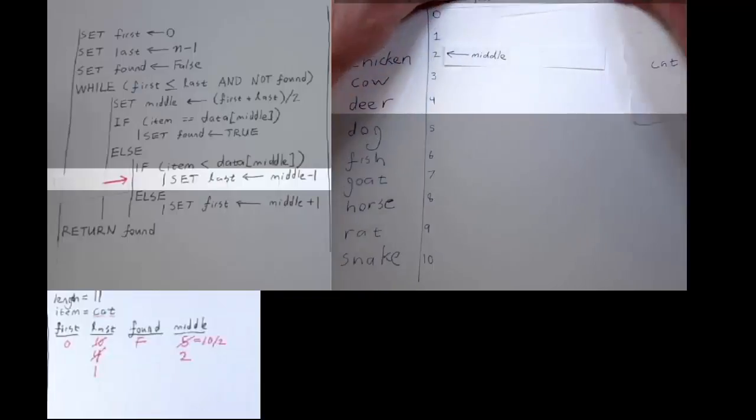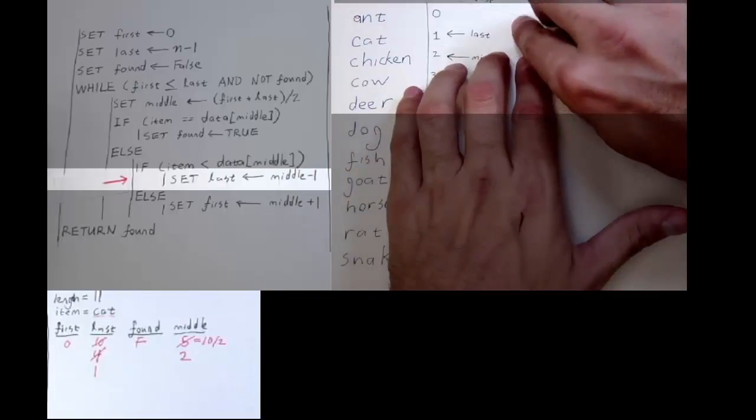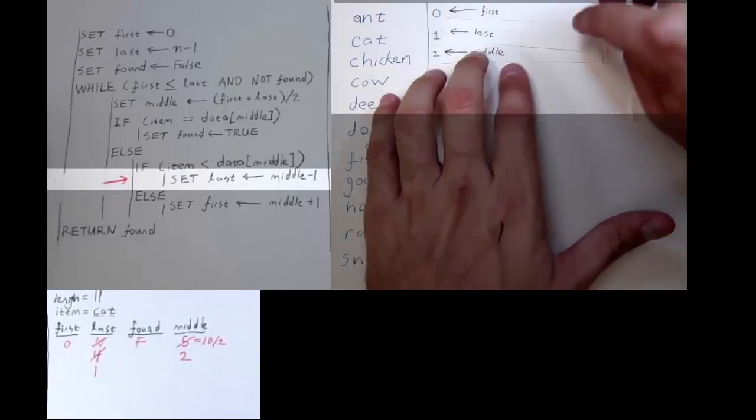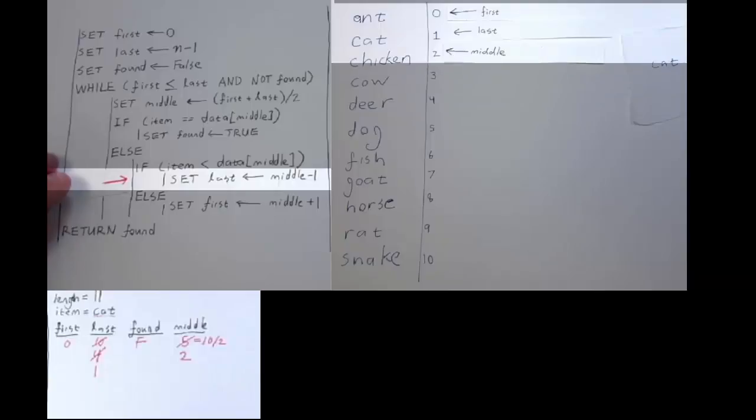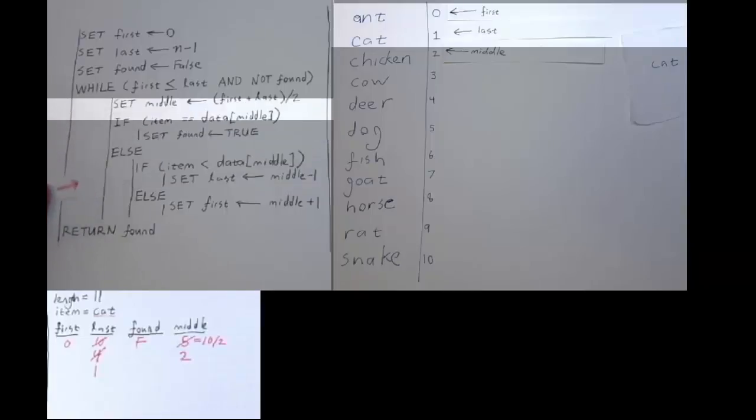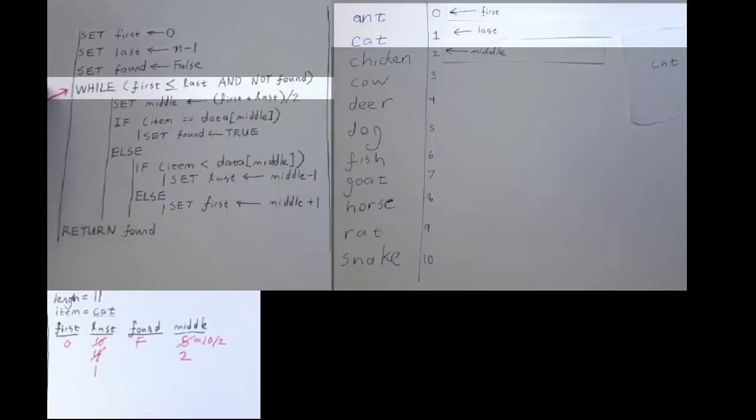And we flipped it upside down. Oh. That ruins my entire plan. My fat fingers. Okay. Here we go. So last is set to middle minus 1. And we go out of that selection statement and we go back up to the loop.